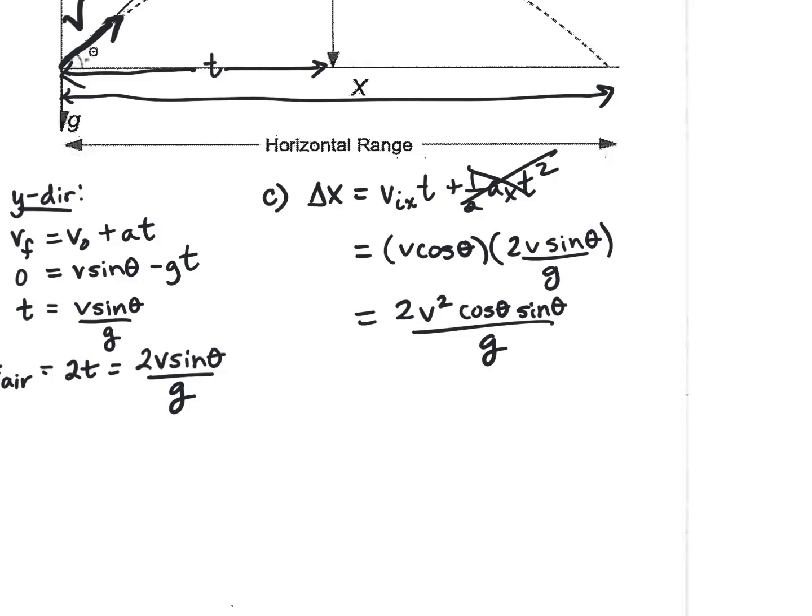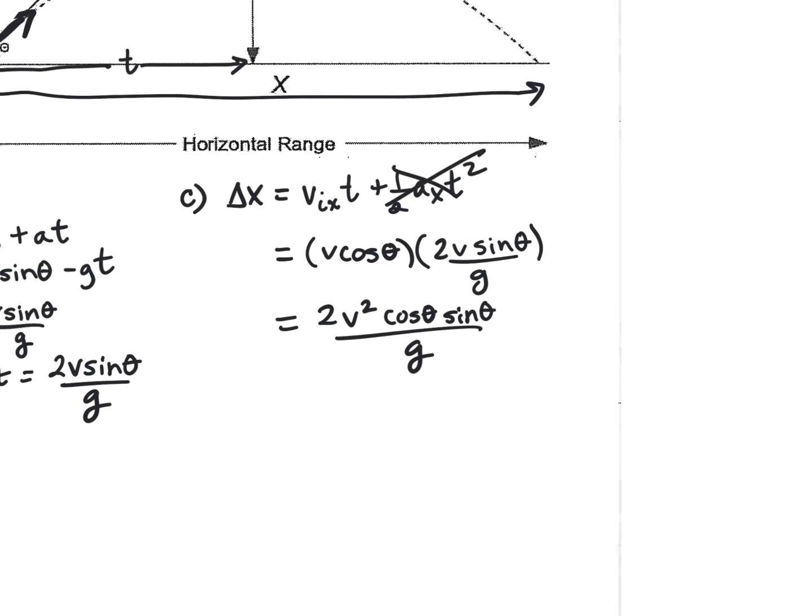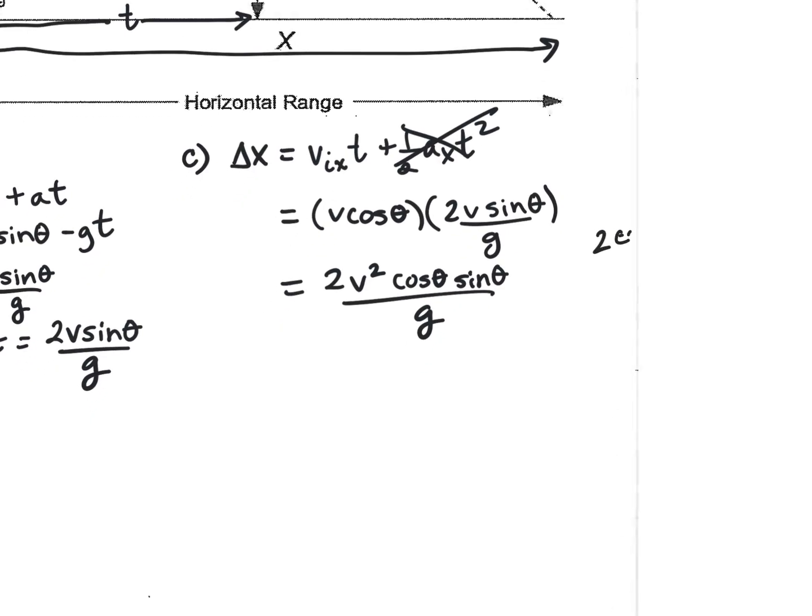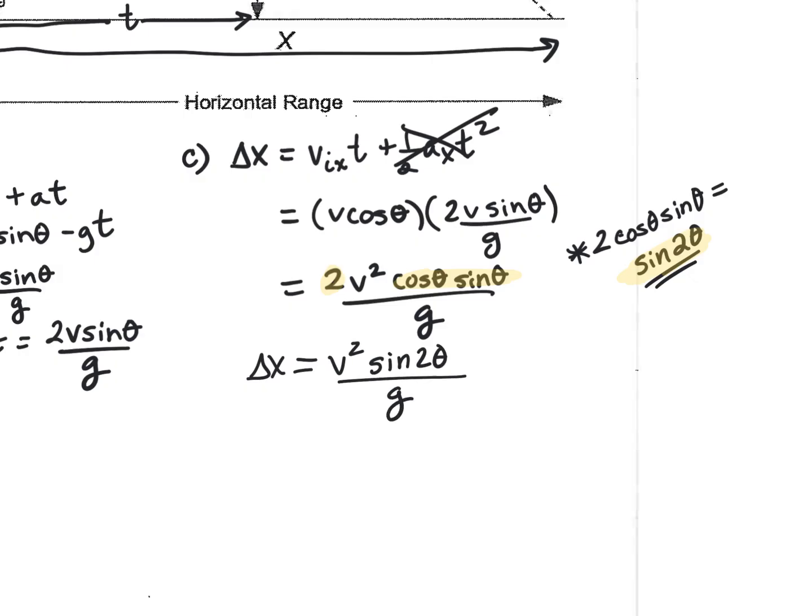And now I need you to remember something from trig. What did we remember that 2 cosine theta sine theta was equal to? It's equal to sine of 2 theta, isn't it? So we're going to replace, just so you can see what I'm doing, I'm going to replace this and this with this instead. So what do we figure out it is? Delta x is v squared sine of 2 theta, twice the angle, divided by g.